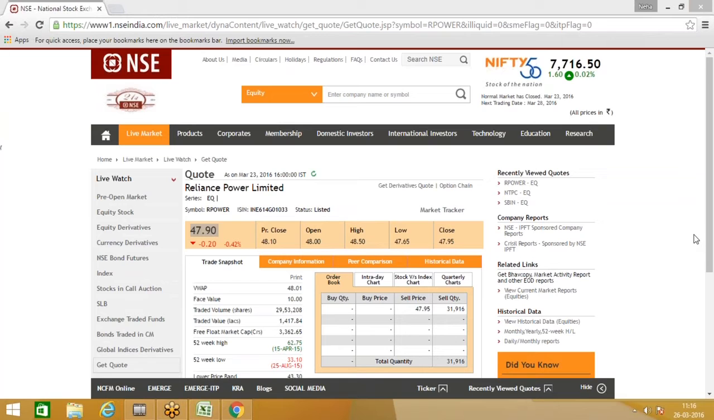So coming to the next question, I have one by Mr. Prashant, that how to analyze whether the current market price or bid price of an IPO is on the higher side or on the lower side. That is, how to value a share of an IPO. Okay.